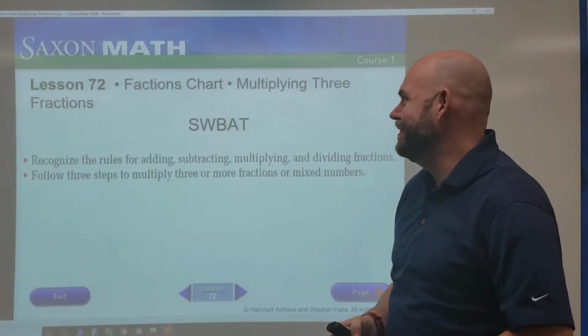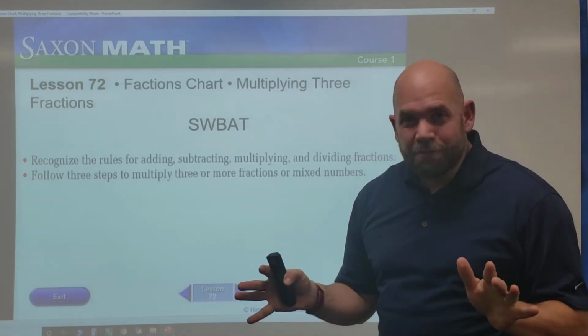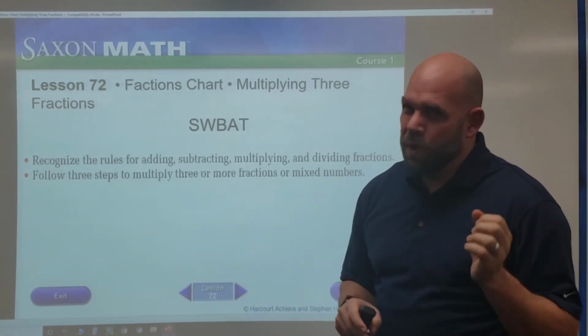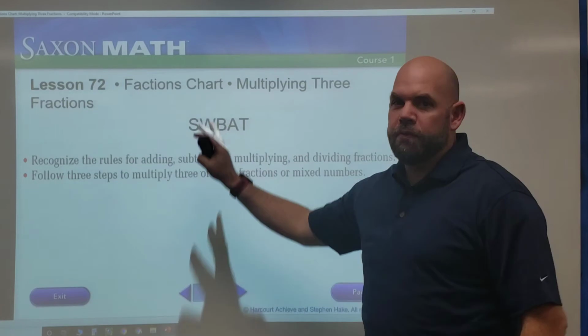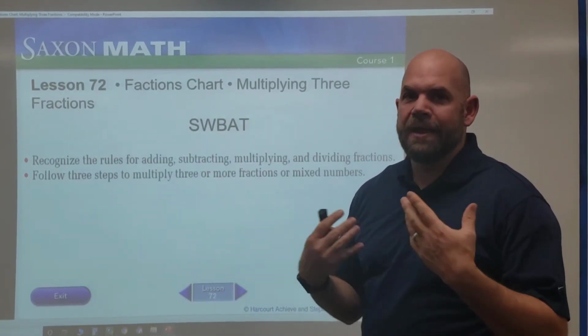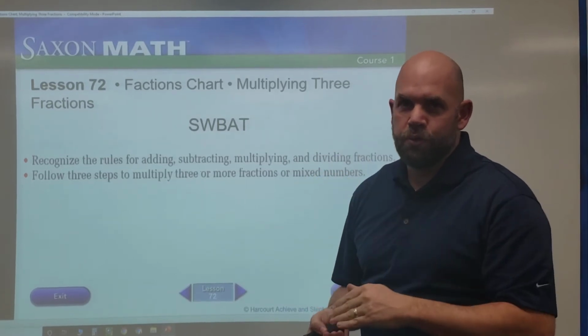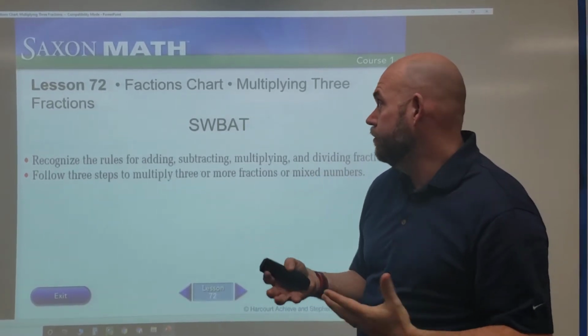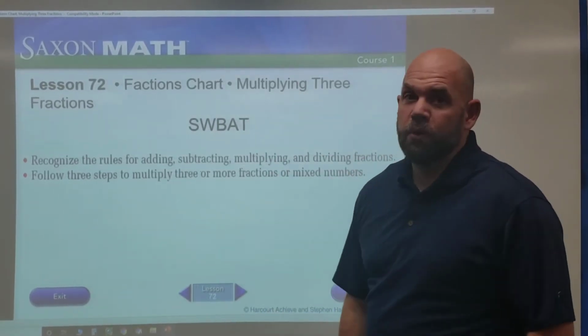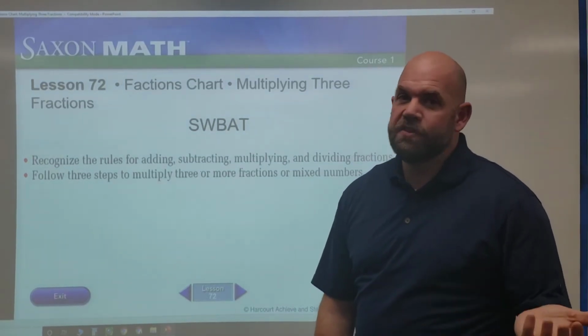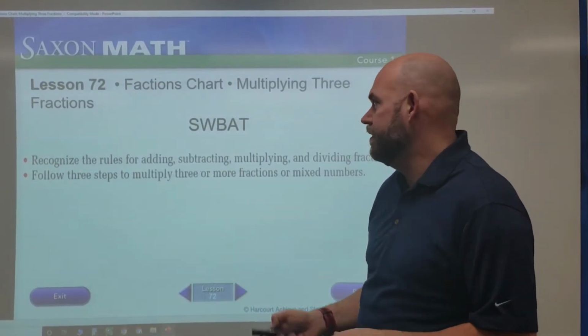This is Saxon Math lesson number 72. This lesson is a little bit of a review, but we're going to add one new thing to it. We're going to look at our fractions chart, just to remind us of the process we go through to solve different fraction equations. And then we're going to do multiplying 3 fractions today, instead of the 2 we've done up to this point. So we're just going to change that a little bit.